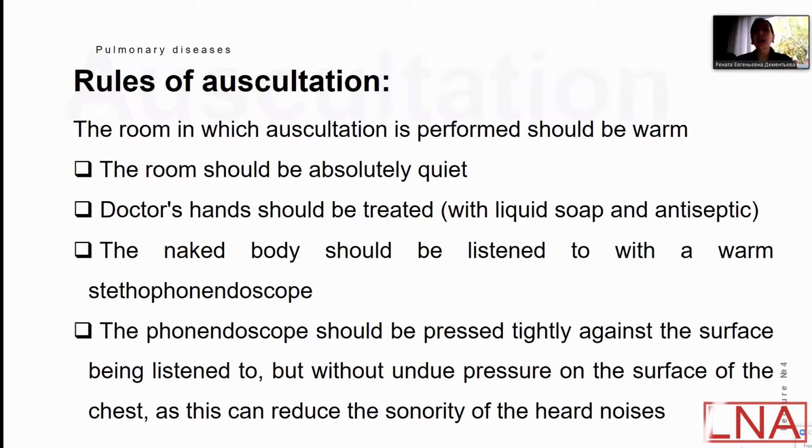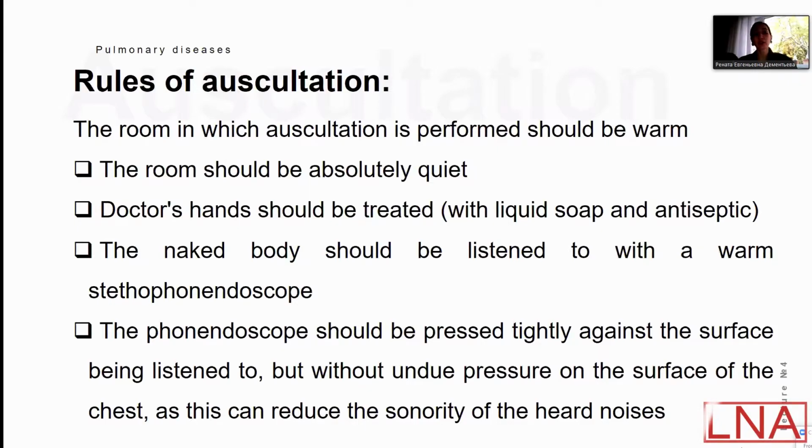Surely there are some rules of auscultation of the lungs. The room in which auscultation is performed should be warm and quiet. The room should be absolutely quiet, because the level of hardness of the oscillation depends on this condition. The doctor's hands should be treated with liquid soap and antiseptic before and after each patient. The naked body should be listened to with a warm stethoscope. The head of the stethoscope should be warm, to be more comfortable for your patient.